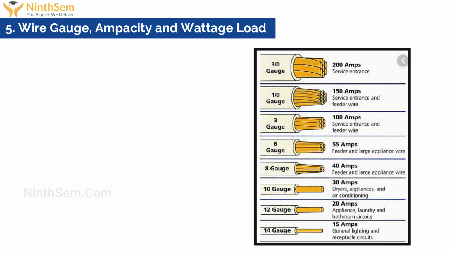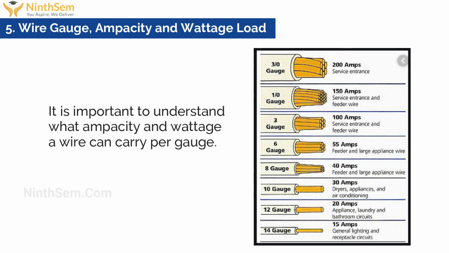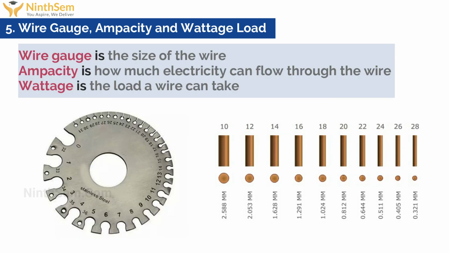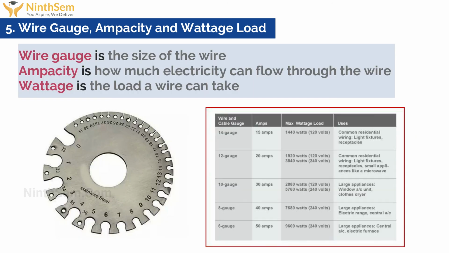So finally is wire gauge, ampacity and wattage load. To determine the correct wire, it is important to understand what ampacity and wattage a wire can carry per gauge. Wire gauge is the size of the wire, ampacity is how much electricity can flow through the wire and the wattage is the load that a wire can take, which is always mentioned on the appliance.